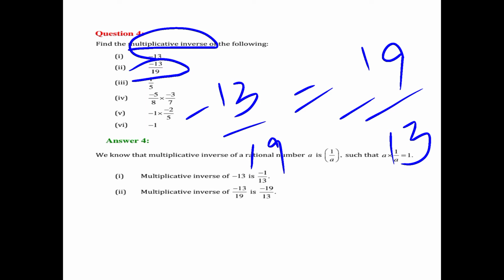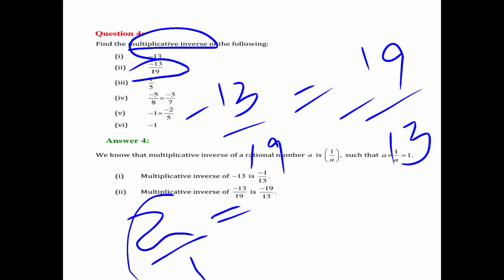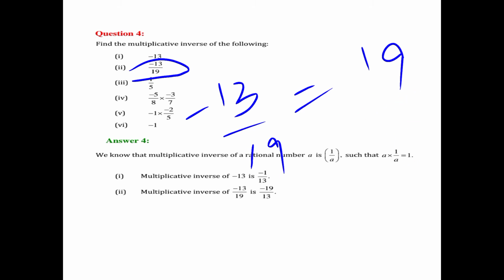While finding the multiplicative inverse, what we do is we just turn the number upside down. For example, 2 is a rational number. In order to find its multiplicative inverse, or in other words reciprocal, we turn it upside down. We can write 2 as 2 by 1, so its reciprocal will be 1 by 2. This is how we can find the reciprocal of a given rational number.